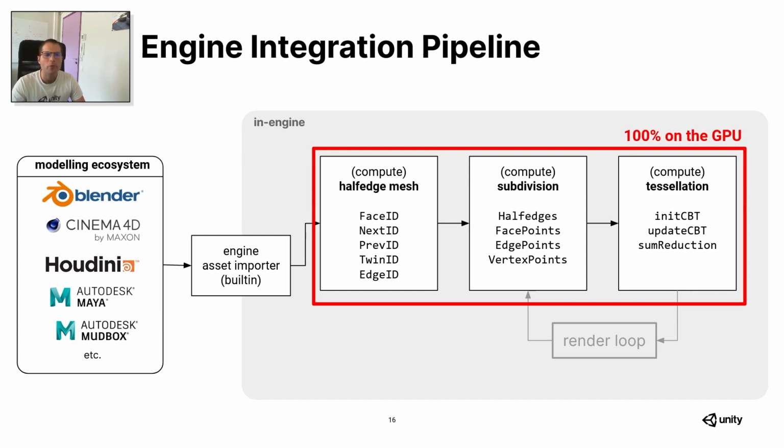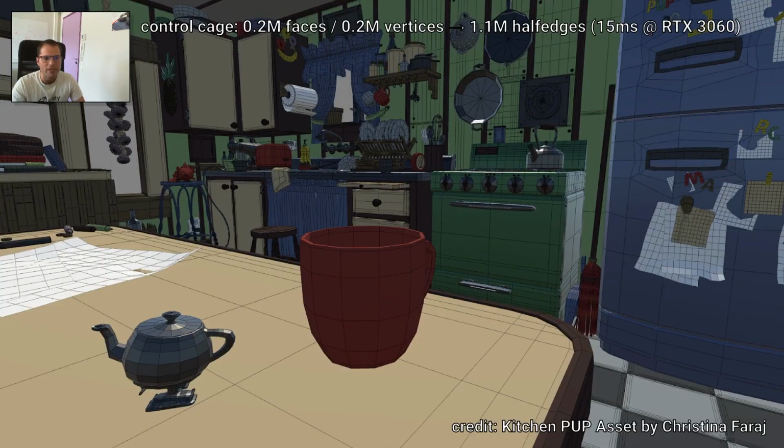One super important property we mention now is that these three kernels are implemented entirely on the GPU with compute shaders. This is the key to making everything fast. And so to finish our introduction, we will simply provide the timings for the kitchen scene we just showed. Here is the timing for the first kernel, which runs in 15 milliseconds on an RTX 3060. This timing measures the time taken to build a Halfedge mesh out of the control cage.